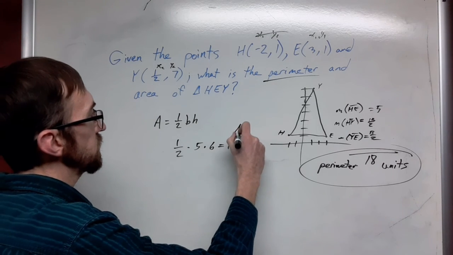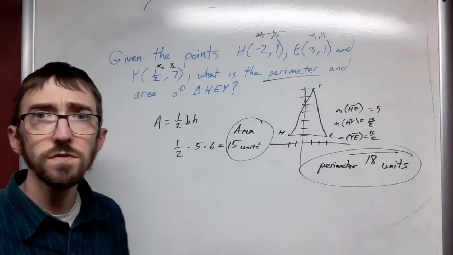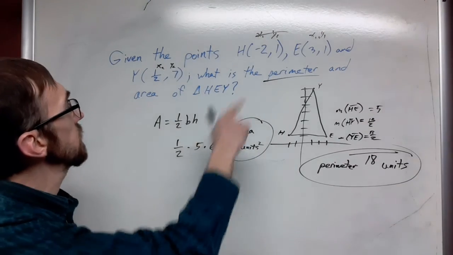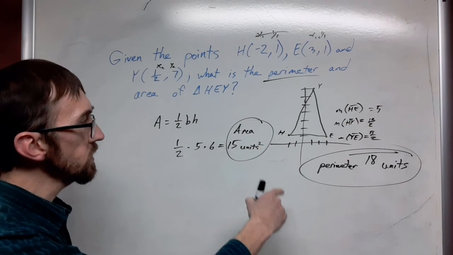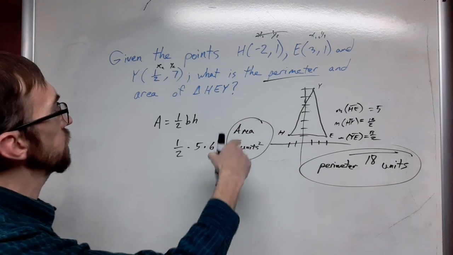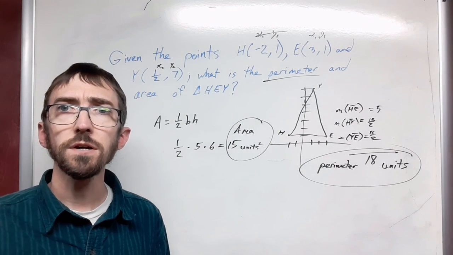So the perimeter is 18 units and our area is 15 square units. And so we have drawn the diagram, we have found the perimeter, and we have found the area for this triangle. Cheerful calculations.